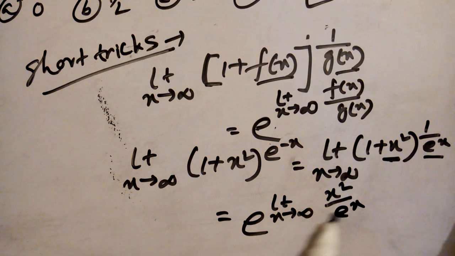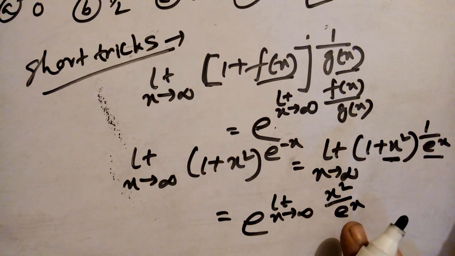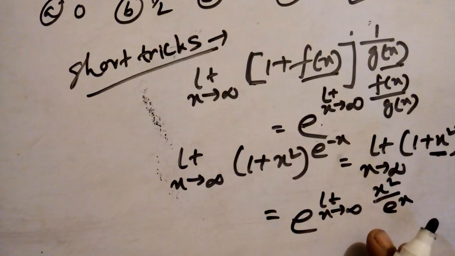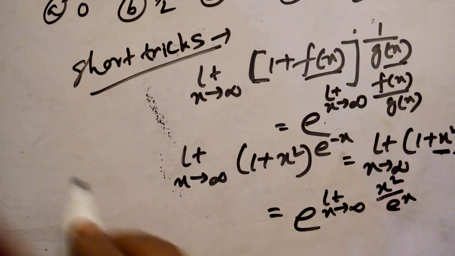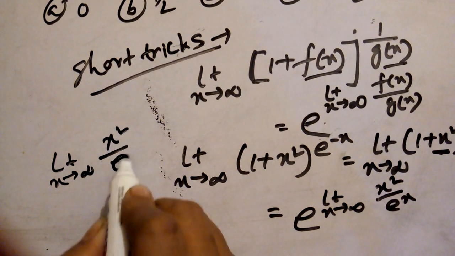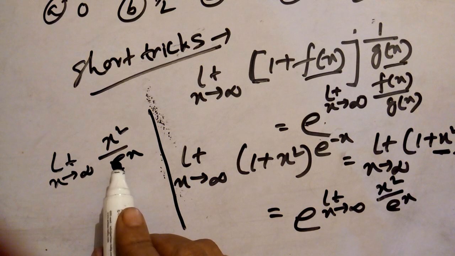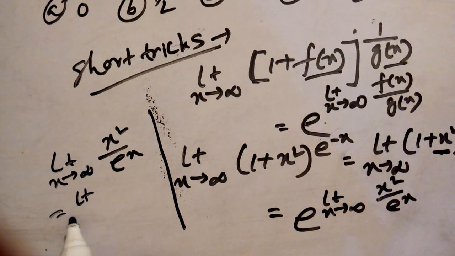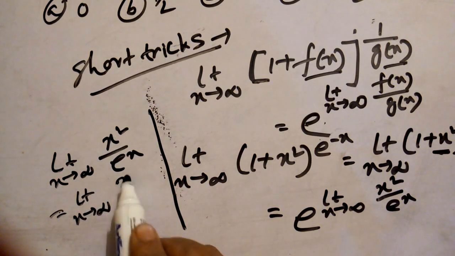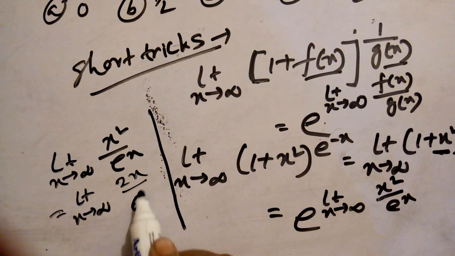If we put infinity in the place of x, we get infinity by infinity, so this is an invalid form. So we apply L'Hospital rule here. How do we apply it? We take the upper part separately: limit x tends to infinity of x square by e to the power x. Applying L'Hospital rule, the derivative of x square is 2x and the derivative of e to the power x is e to the power x.